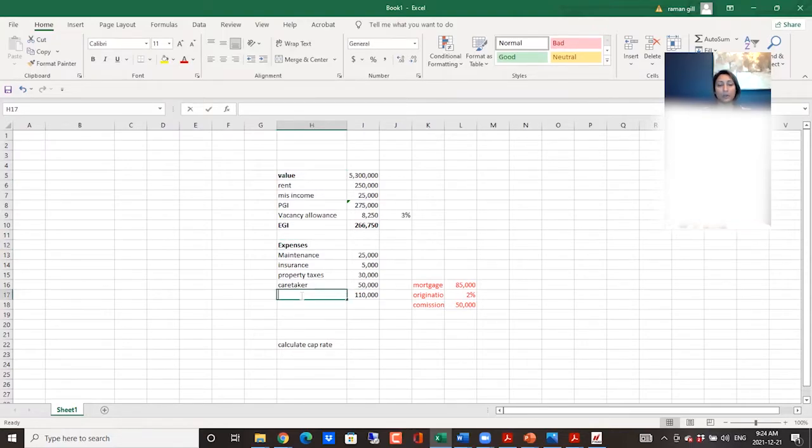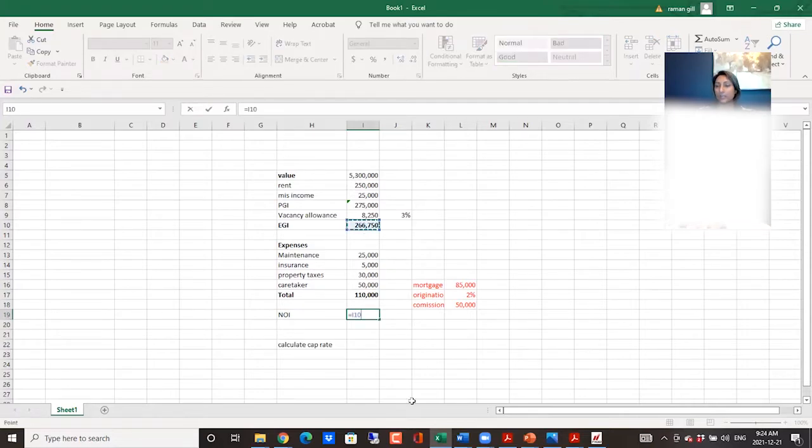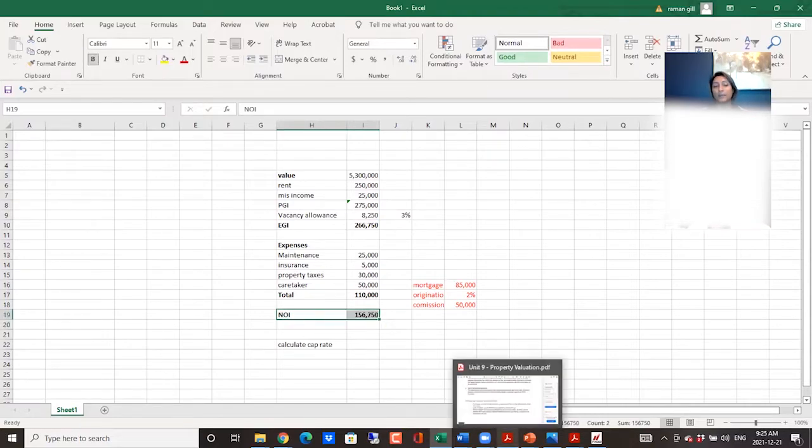So our total operating expenses here would be 110,000. Next step here is we have to calculate the net operating income. Net operating income will be effective gross income minus our operating expenses of 110,000. So that's 156,750. Okay, so that's the first step. We have now calculated our net operating income.